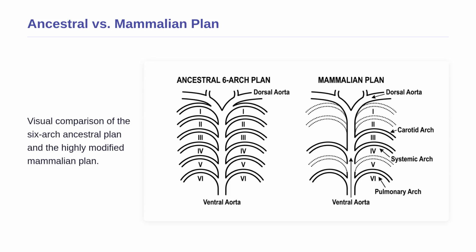Let us visualize everything we have discussed. On the left side of this diagram, you see the ancestral plan with 6 symmetrical pairs of arches connecting the ventral and dorsal aortas. On the right, you see the mammalian plan. Notice how arches 1, 2, and 5 have completely disappeared, shown as dotted lines. Meanwhile, arch 3 has become the carotid arch for the head, arch 4 is the systemic arch for the body, and arch 6 is the pulmonary arch for the lungs. This visual perfectly summarizes the anatomical remodeling.